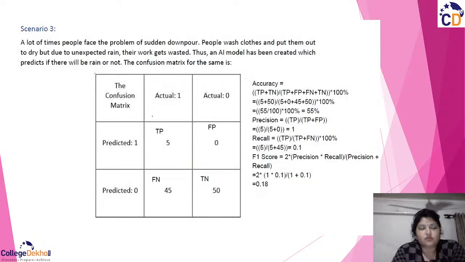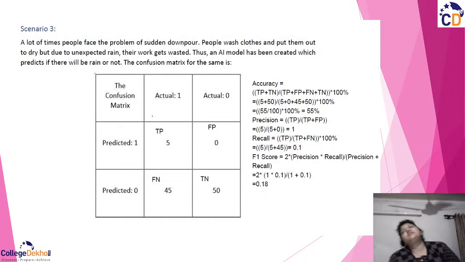Again, taking scenario 3, a lot of times people face the problem of sudden downpour. People wash clothes, put them out to dry, but due to unexpected rain, their work gets wasted. So thus an AI model has been created which predicts if there will be rain or not. Right. So like in my previous session, I have explained how we take out these four conditions. Is there a forest fire or not? I have taken that case study and we have worked upon that.